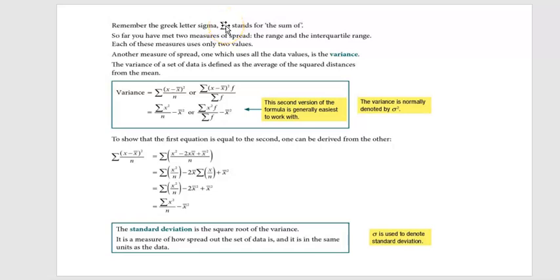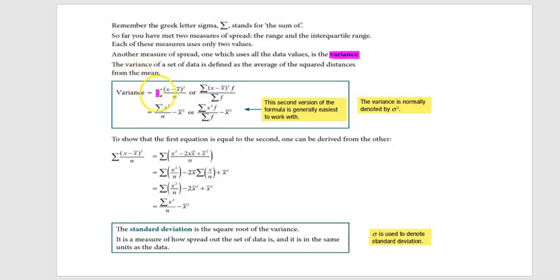So far, you have met two measures of spread, that is the range and the interquartile range. Each of these measures uses only two values. Another measure of spread, one which uses all the data values, is the variance. Now pay attention to this. So far, we have seen only two, but we have not seen the variance. Another measurement which uses all the data values is what we refer to as the variance. So the variance of a set of data is defined as the average of the squared distance from the mean. The average of the squared distance from the mean is what we refer to as the variance.